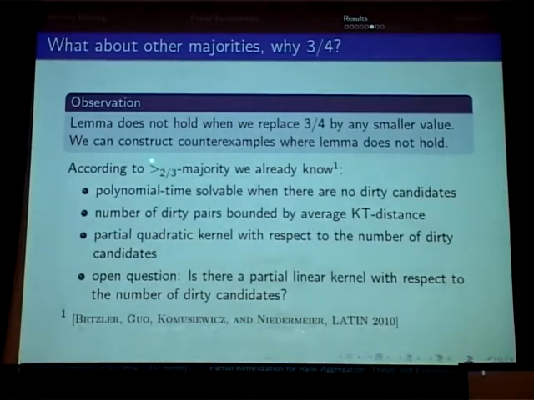With respect to the greater two-third majority, one already knows that, yes, if there are no dirty pairs and no dirty candidates, then it's polynomial time solvable. And the number of dirty pairs is also bounded by the average KT distance. And we have a partial quadratic kernel with respect to the number of dirty candidates. And it's somehow open if there is also a partial linear kernel with respect to the number of dirty candidates. We only know that it is not possible with the reduction rule introduced before, but maybe there's some other special rule.